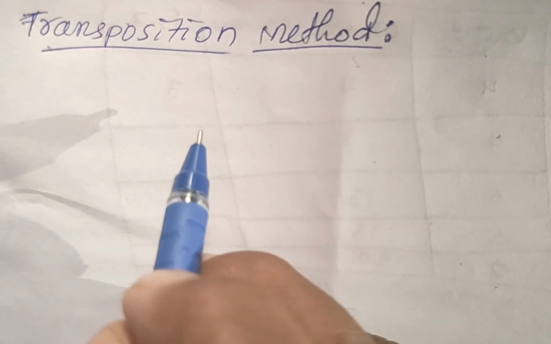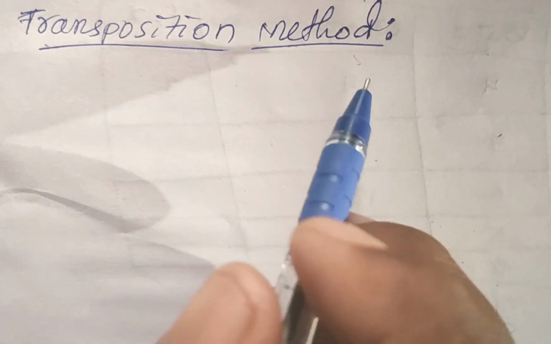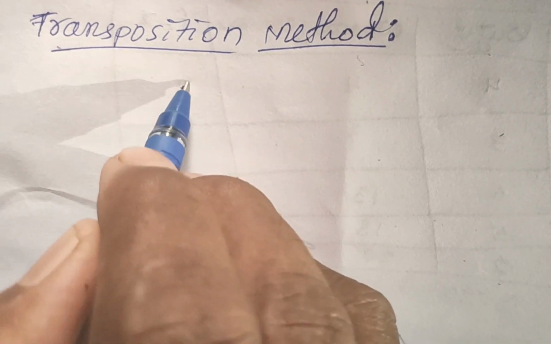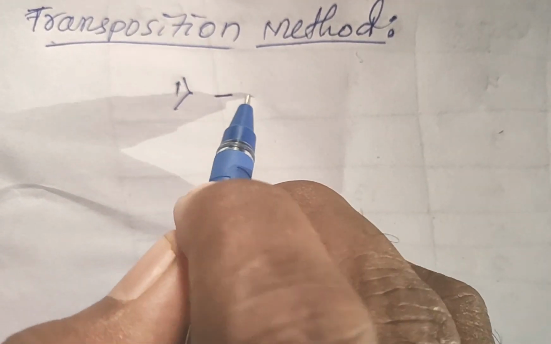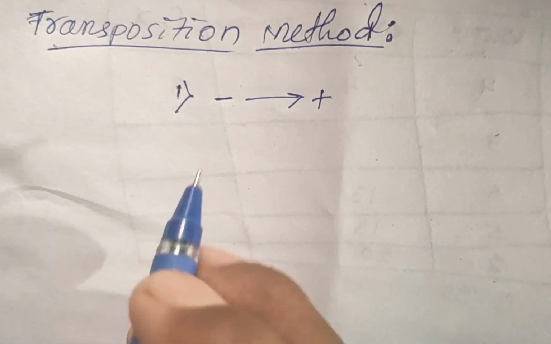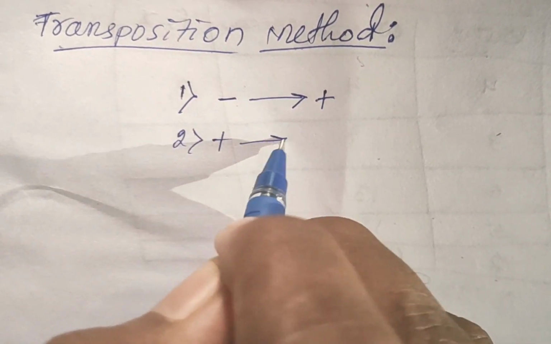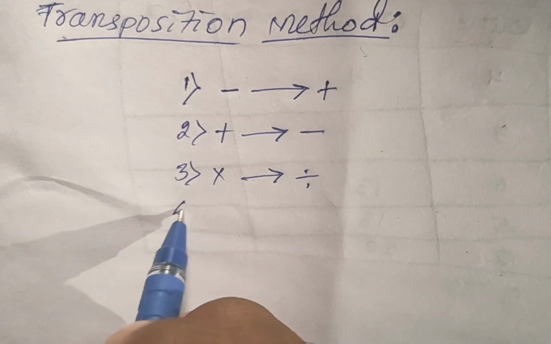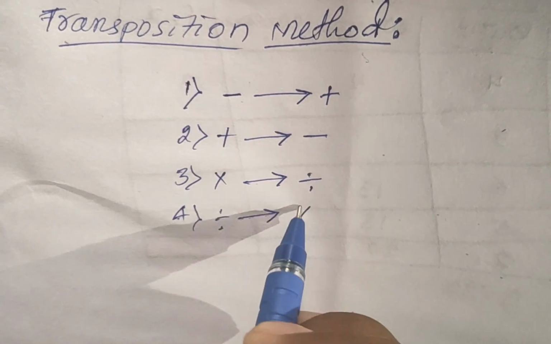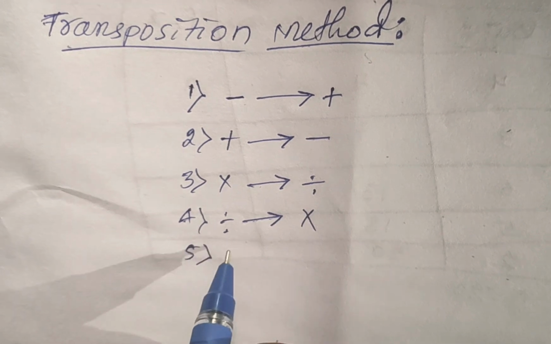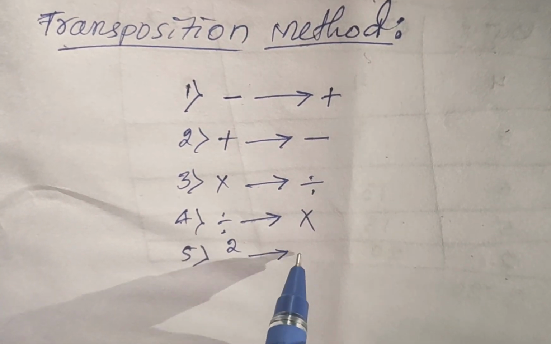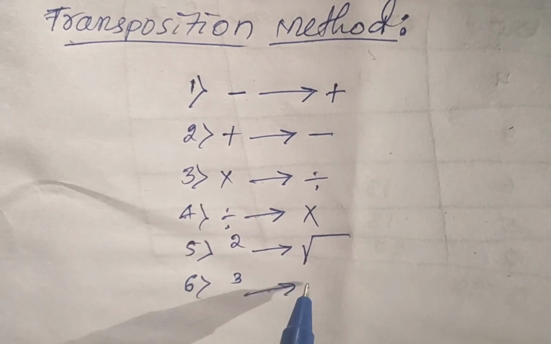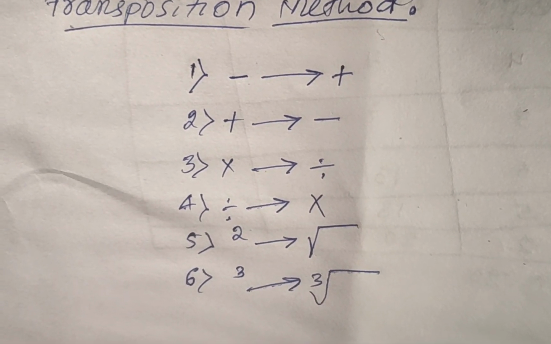Here we need to understand one thing. While transposition, that means while shifting, we need to take care of the sign. First, while shifting, the sign will be changed. The minus will be changed into plus, plus will be changed into minus, multiplication will be changed into division, division will be changed into multiplication, square will be changed into square root. Similarly, cube will be changed into cube root, and so on. We need to remember these things.